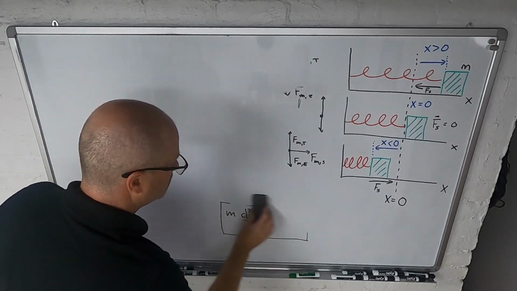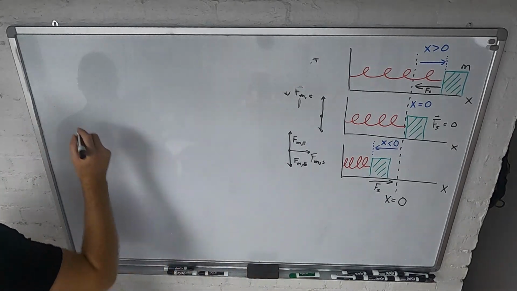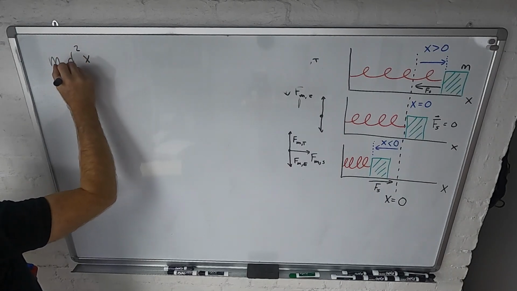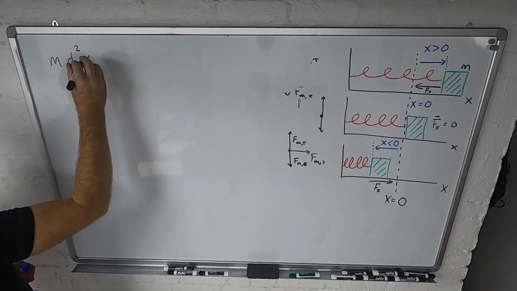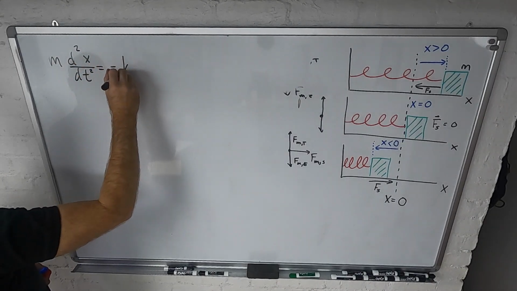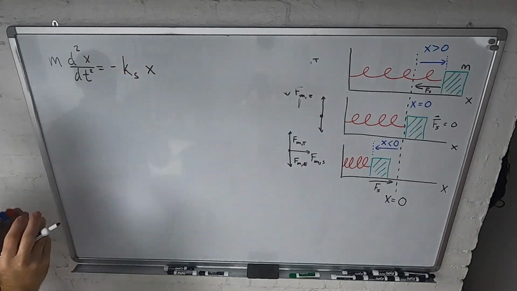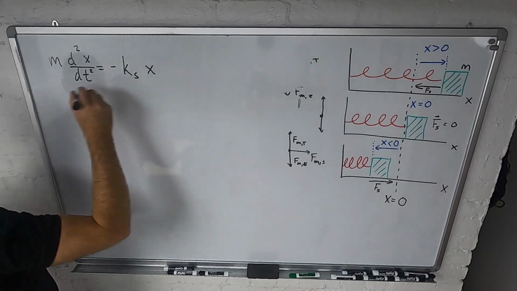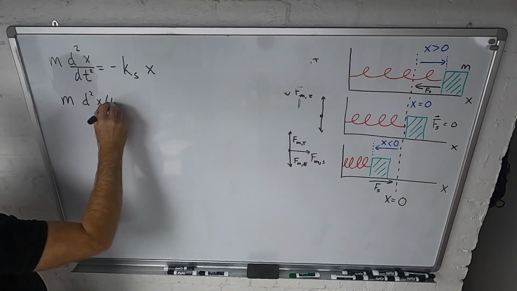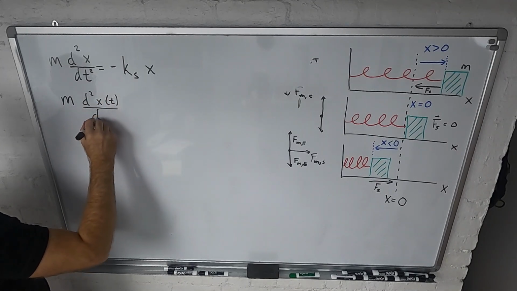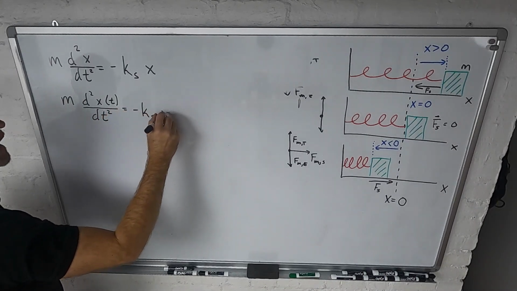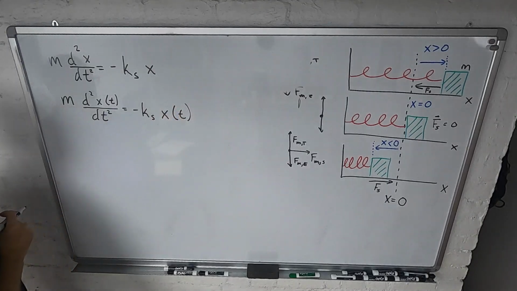So here we go. Let's just get rid of that. So the mass times the second derivative of x as a function of time, minus k_s x. And if you want to be very technical about it, we can rewrite this as mass times d squared x as a function of time over dt squared is equal to minus k_s x as a function of time.